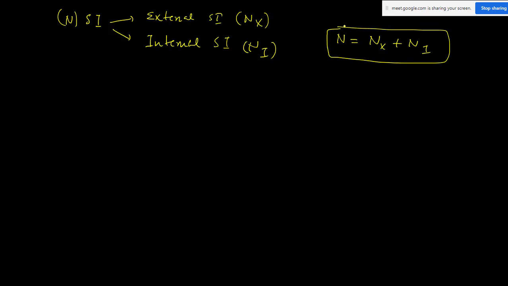External static indeterminacy means this. Suppose we have a structure; I'm just taking a truss as an example. We will look only at the support condition: how many reactions are there at the supports. Looking only at the external support condition, we see how many unknowns there are and how many equations I have. That difference is your external static indeterminacy. We will not go to the member level.